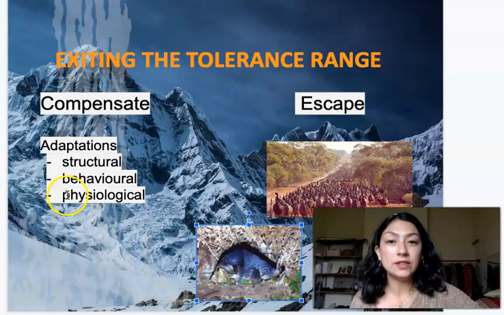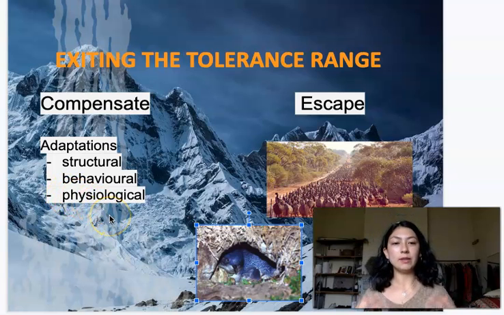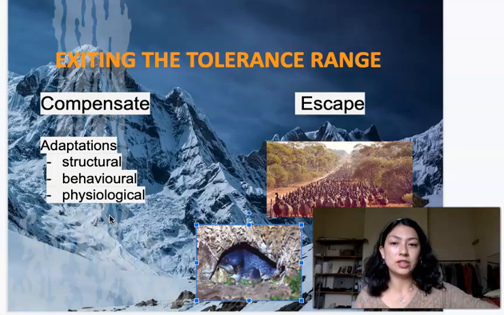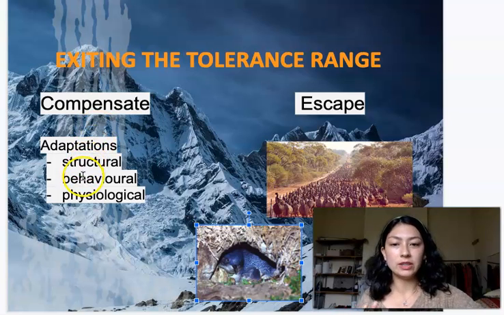And the last one is physiological. So that has to do with internal mechanisms. That could be a hormonal balance. That could be a process that absorbs water. That could be some sort of internal physical structure. So structural, behavioral, and physiological.